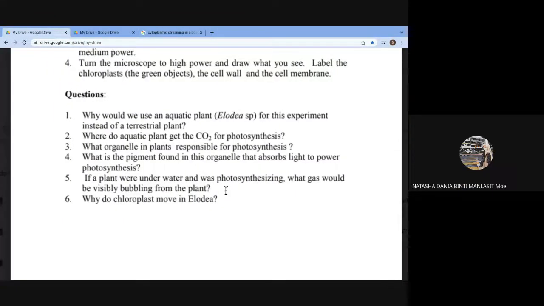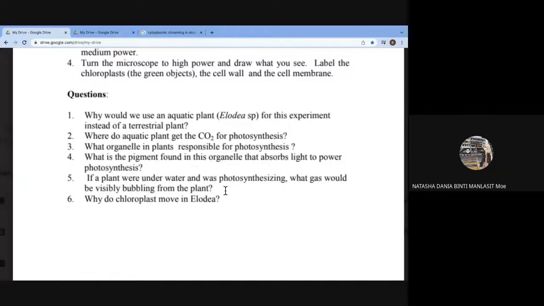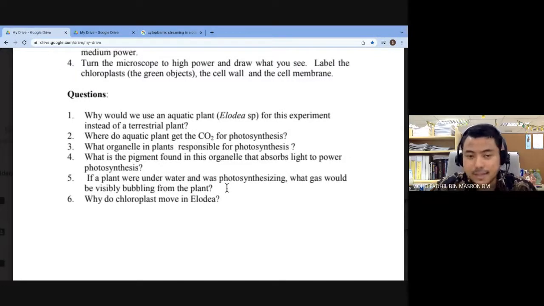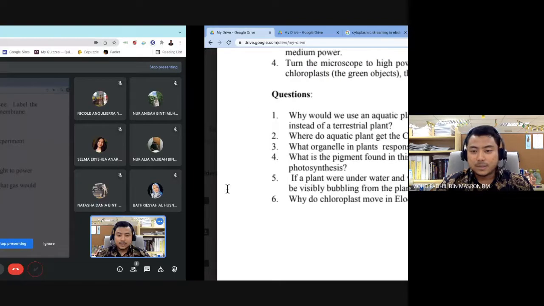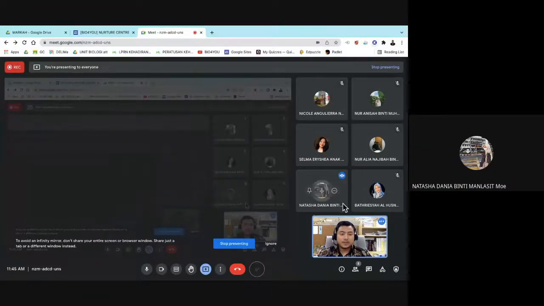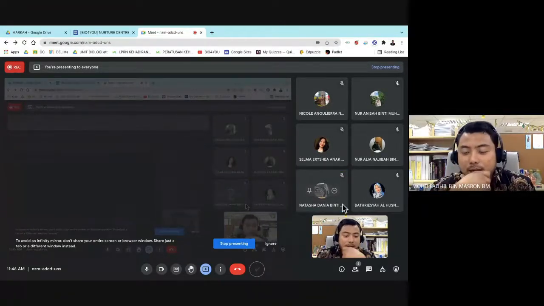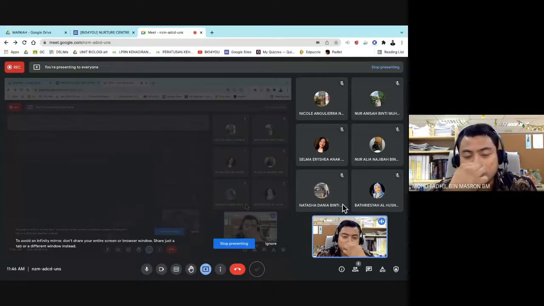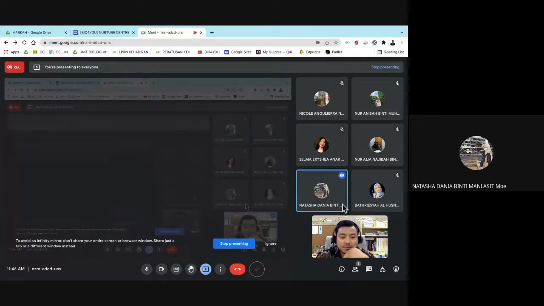Kau masih kat sini, Natasha? Ya? Guess apa? Hello, boleh respon? Ada line, Natasha? Sekejap saya. Mikrofon buka. Kalau fotosintesis, gas apa yang dihasilkan? Gas apa yang keluar? Oxygen.